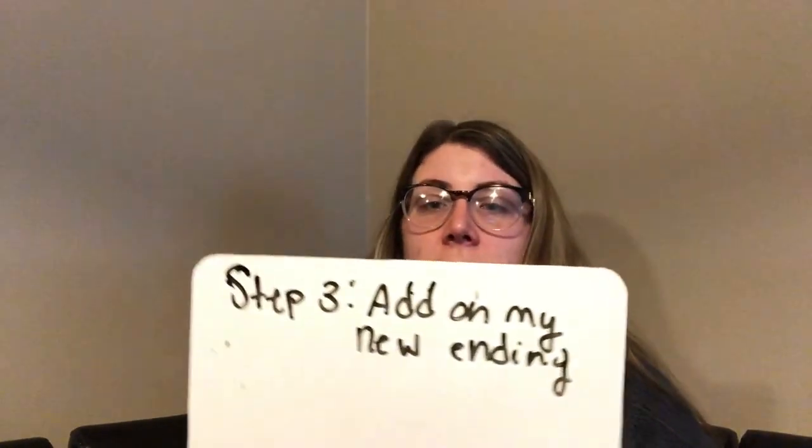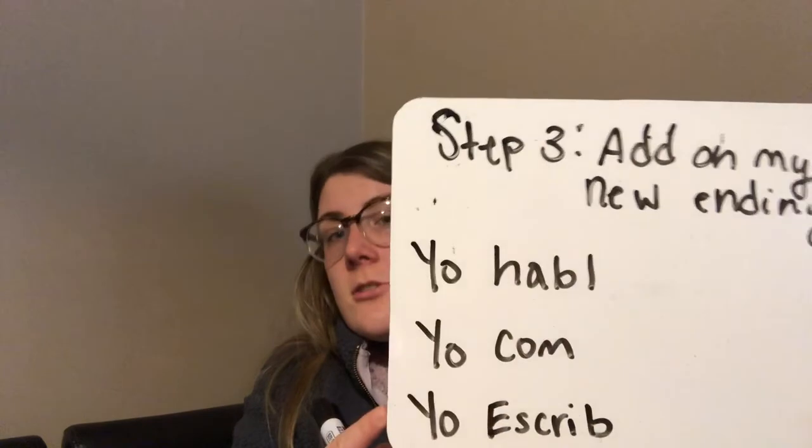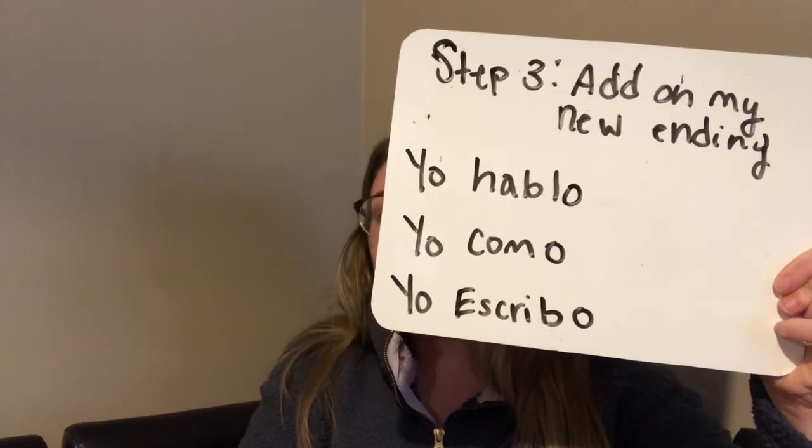So now I need to, step 3, add on my new ending. So here are my stems, and I'm going to add on my new ending. It's in the yo form, so that means I'm adding an o to all of these. And it changes to yo hablo, yo como, yo escribo.